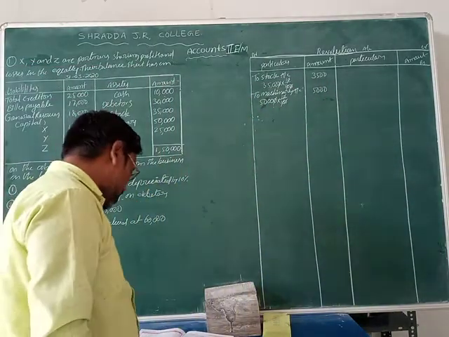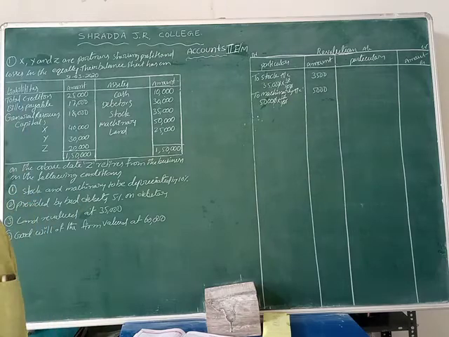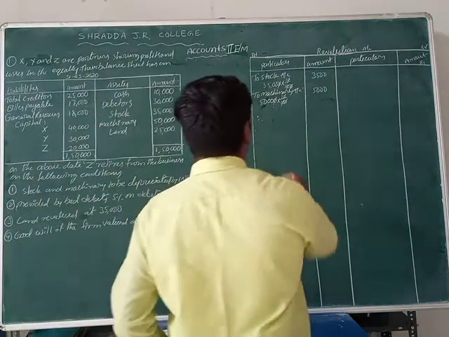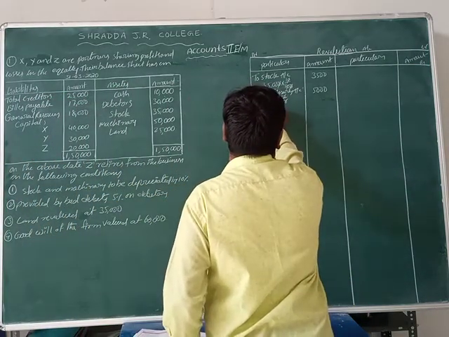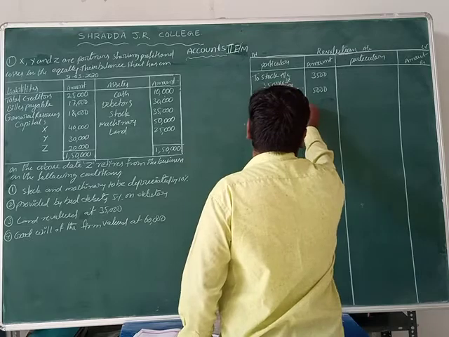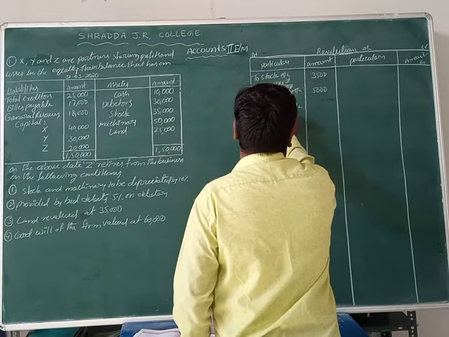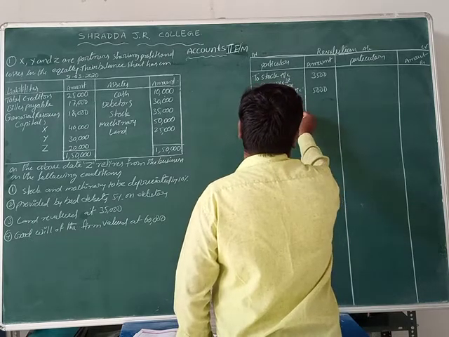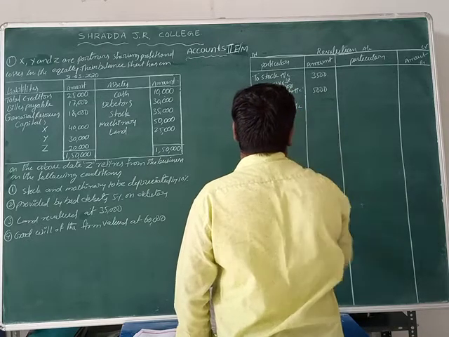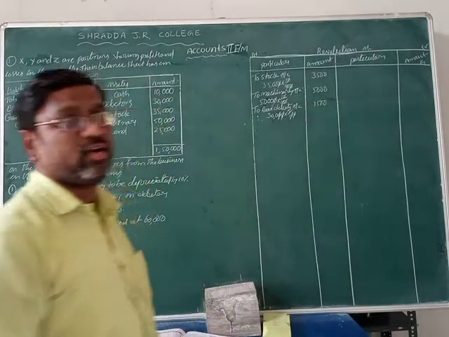Now next one, we are going to provide for bad debts 5% on debtors. So 5% on the debtors value we can calculate. Let us write down the bad debts account. What is the value of debtors, students? Debtors value is 30,000 rupees at the rate of 5 by 100. Zero and zero cancel, zero and zero cancel. Remaining is 300 into 5. 3 fives are 15. That is 1,500 rupees.